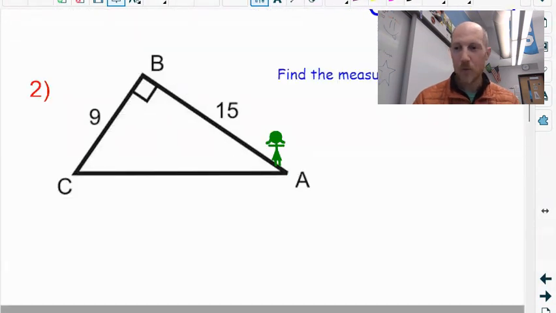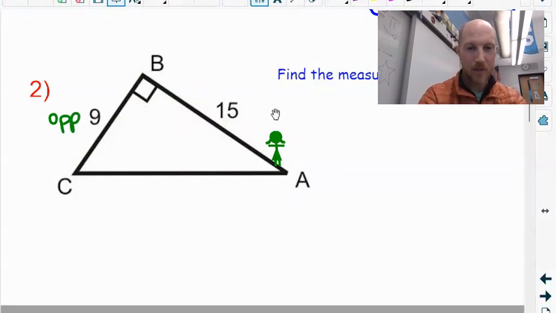All right, let's do another one just for good measure. So here's a completely different triangle. I'm again asked to find the measure of angle A. I'm given the side lengths based on my relative location from angle A. The 9 side, that's going to be the opposite. 15, that is the adjacent. There is also a hypotenuse. Side CA would be the hypotenuse. I don't need that. I also don't know anything about it, so it would be kind of silly to use it.